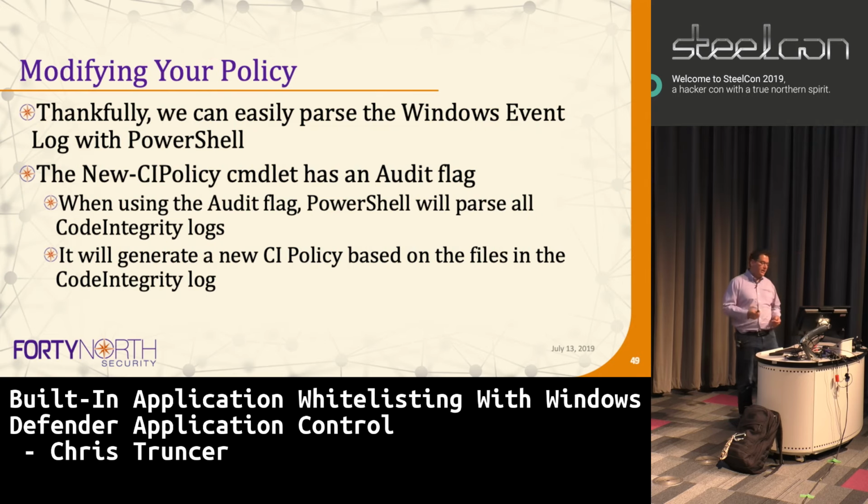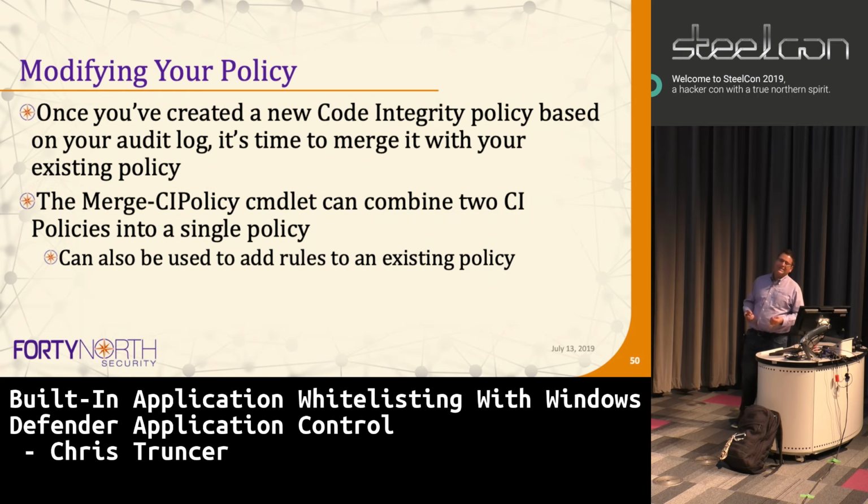Thankfully, again, we can easily parse the Windows event log with PowerShell. The New-CIPolicy cmdlet that we already ran to create our original code integrity policy has what's called an audit flag. What this does is it will parse your Windows event logs and look for any single file that an event was created for. If it finds events where that file should have been blocked but wasn't, it will then go to that file and generate a new rule for it, creating a new code integrity policy that contains everything that you missed the first time. Ideally, that's the goal.